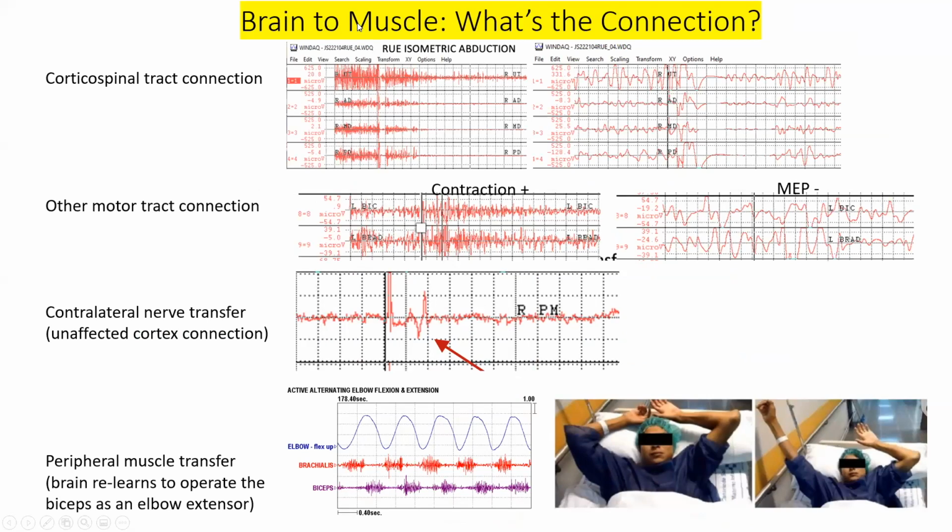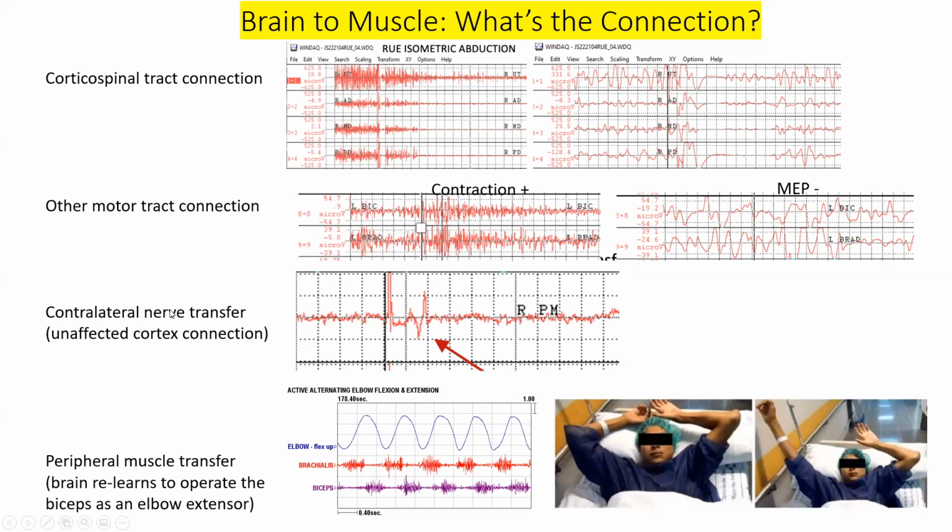So our last slide, brain to muscle, what's the connection? We see that in some situations, you can have a corticospinal tract connection. And here are the MEPs going through M1 for a variety of muscles. This was isometric abduction. And we have MEPs in upper trap, anterior deltoid, middle deltoid, posterior deltoid. But in some situations, there is a different type of motor tract connection where you have contraction plus on the EMG side, but MEP minus on the MEP side. So this doesn't seem to be coming through M1 in the usual way.